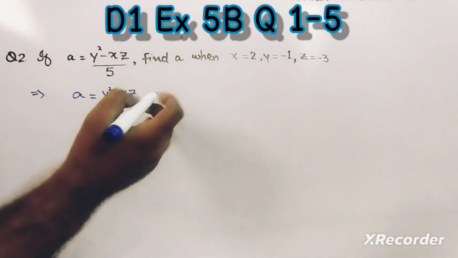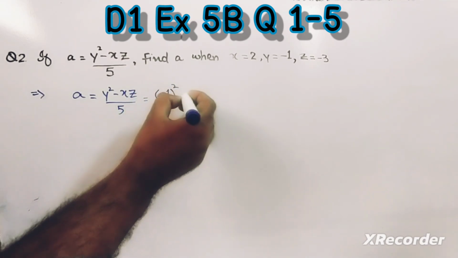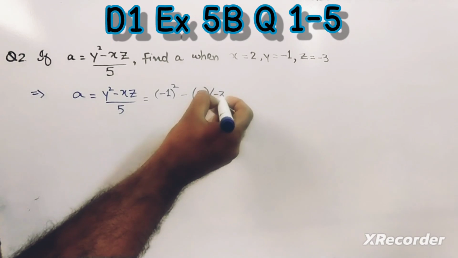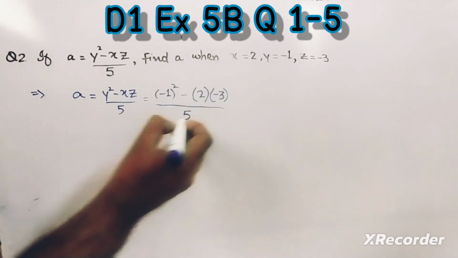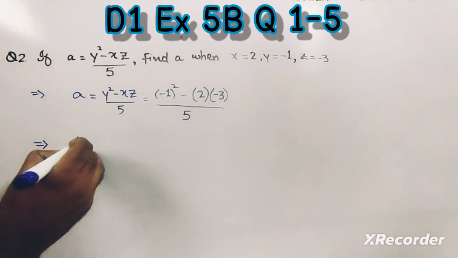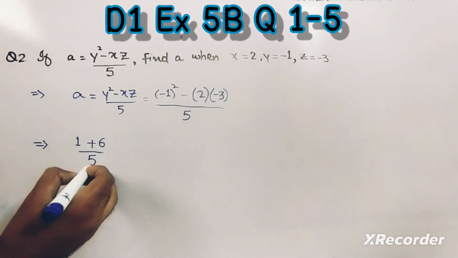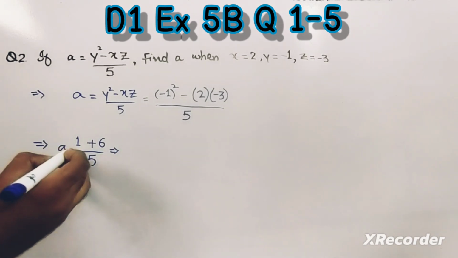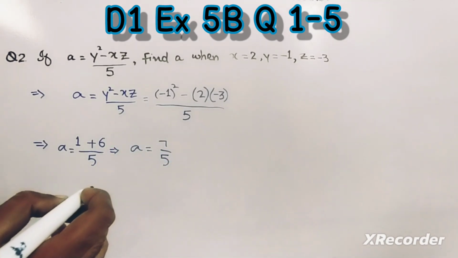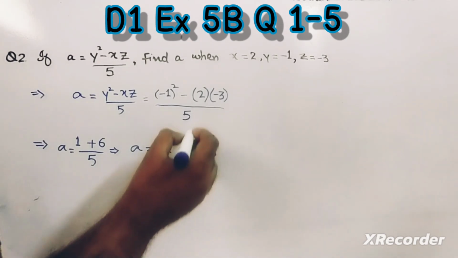Now by substituting the values that are given, we have y is minus 1 square minus x into z. x is 2 and z is minus 3 upon 5. Now for the next step, we take the square of minus 1. The square of minus 1 is 1, minus minus plus 2 times of 3 is 6 upon 5. Now 6 plus 1 is 7, so a will become 7 upon 5, or we can write it as 1 whole 2 upon 5. Both are the same thing, so this is our required answer.